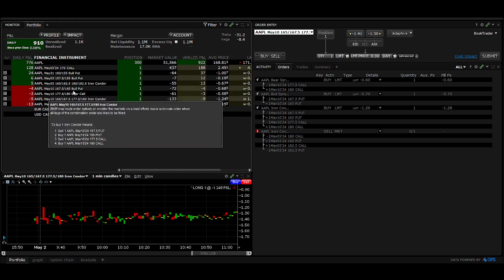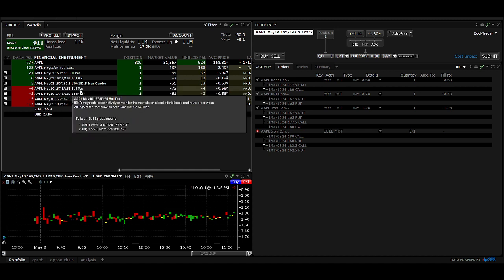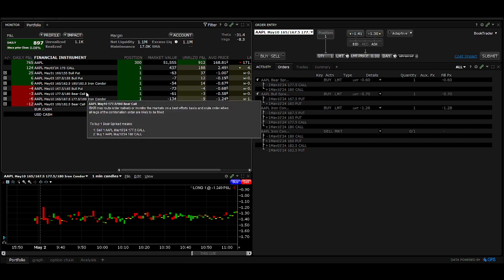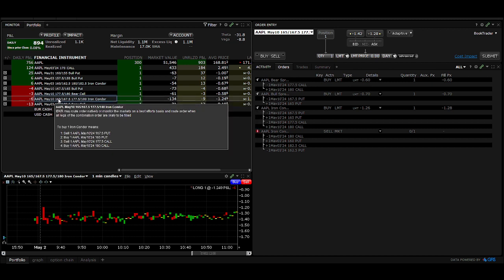So Apple expiring 10th. So we have a bull put. This is the put side, and we have a bear call. So we have two legs. We open these two positions separately for Iron Condor for Apple. Here, when you look at here, this is Iron Condor. We did it together, the put side and the call side all in one single position.